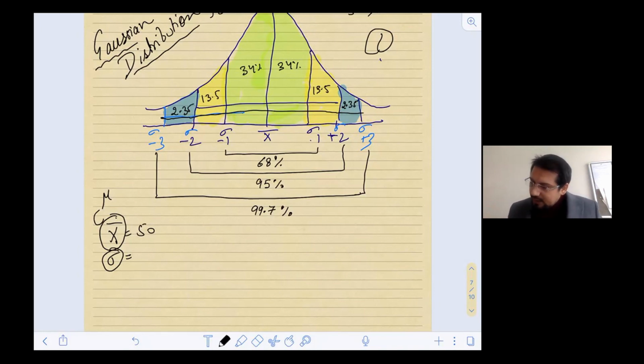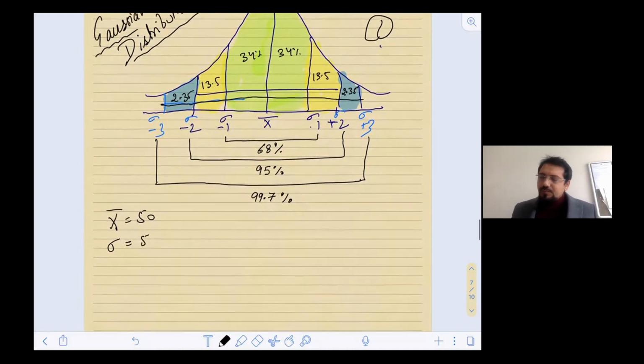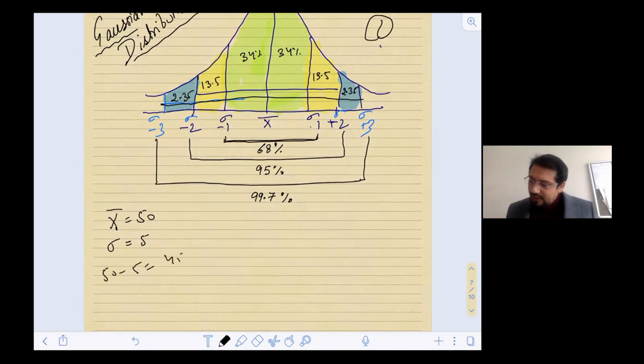Now, let's say that our mean is 50, and our standard deviation, I'm assuming, is 5. My standard deviation is 5. So what does it mean actually? It simply means, as I have already explained, that within one standard deviation the area is 68%. So one standard deviation means 50 minus 5 is equal to 45, and 50 plus 5 is equal to 55.